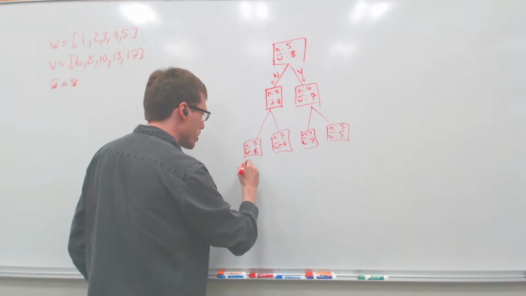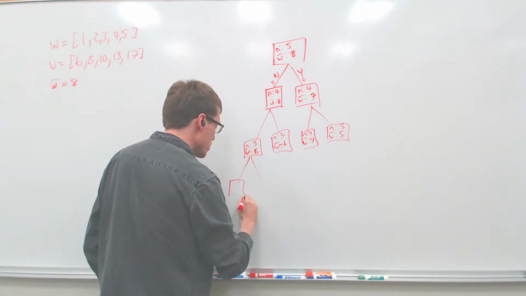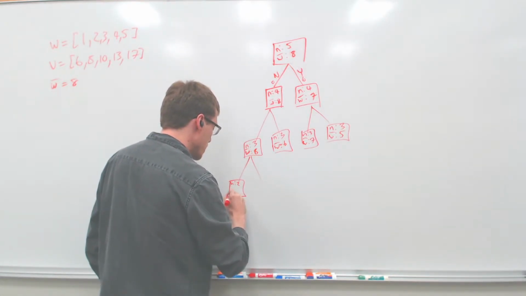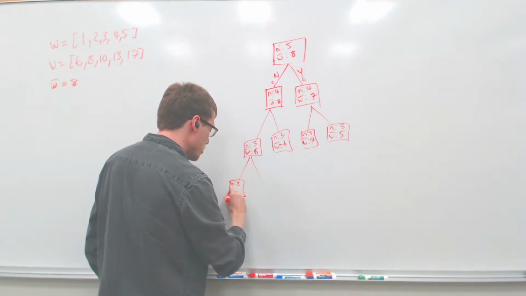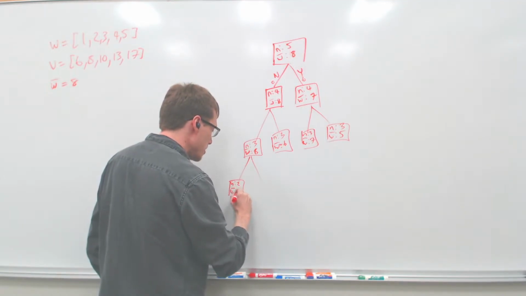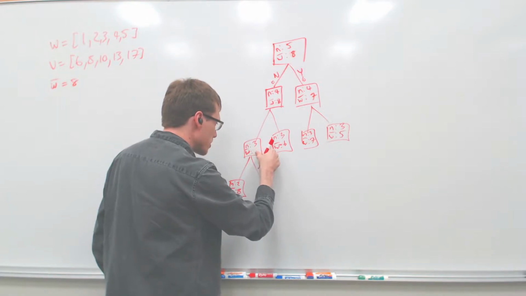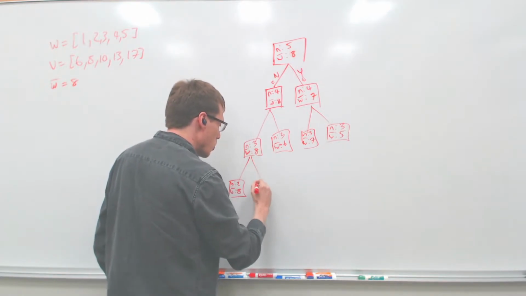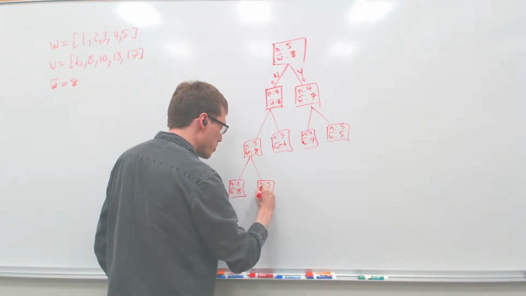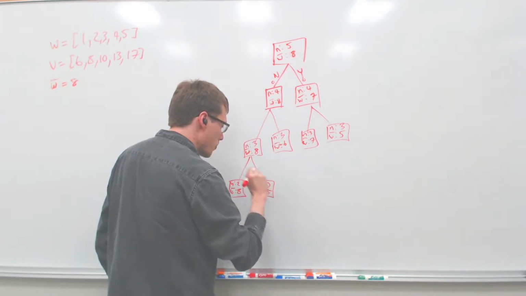So let's go one more step here. Now at the third item, we either have n is 2 and the weight remaining is 8. Can't write this clearly, but it should be 8. Or we could include the third item and our weight remaining will be 5 because it weighs 3.